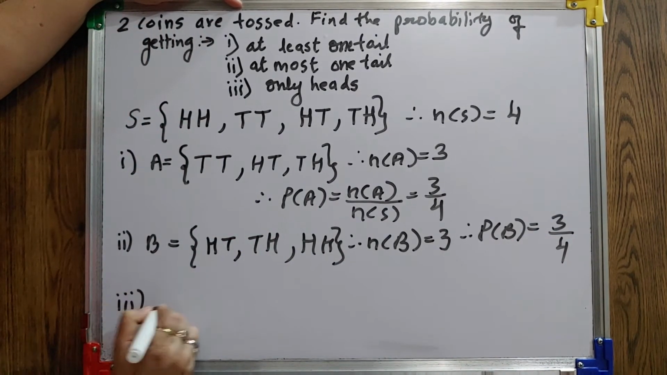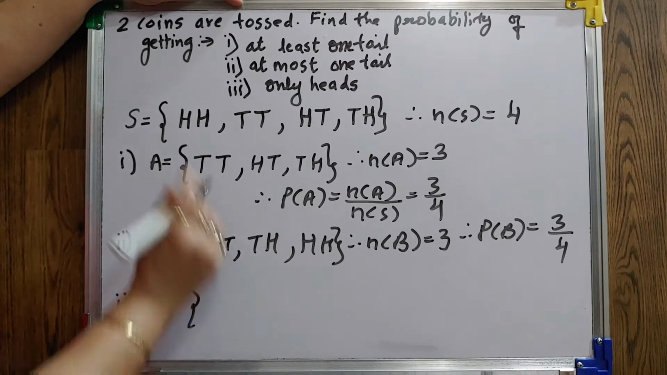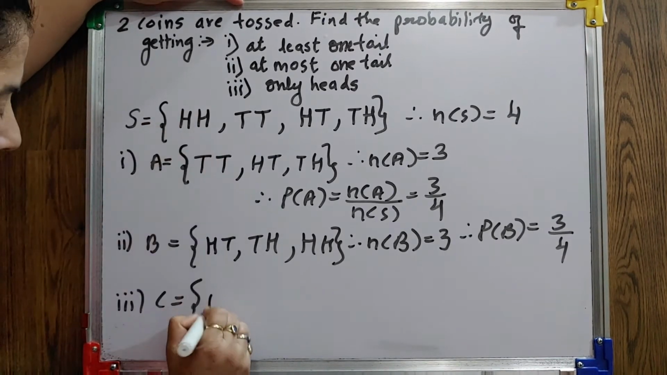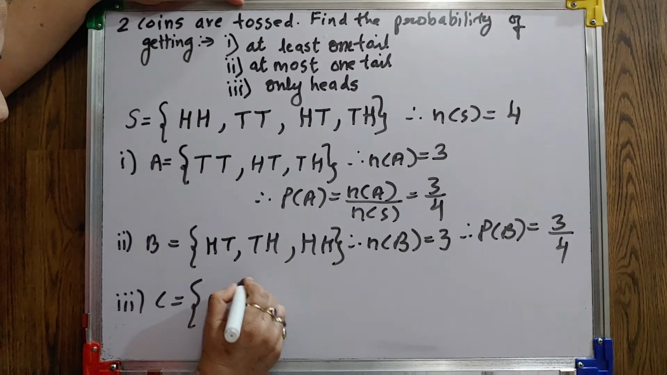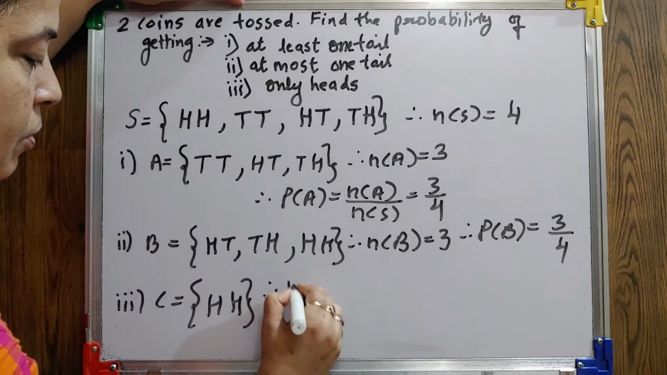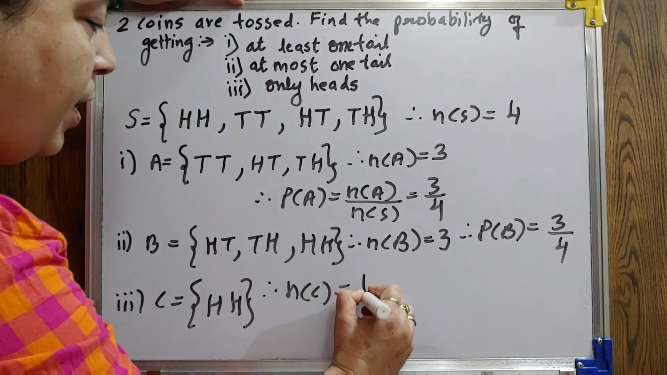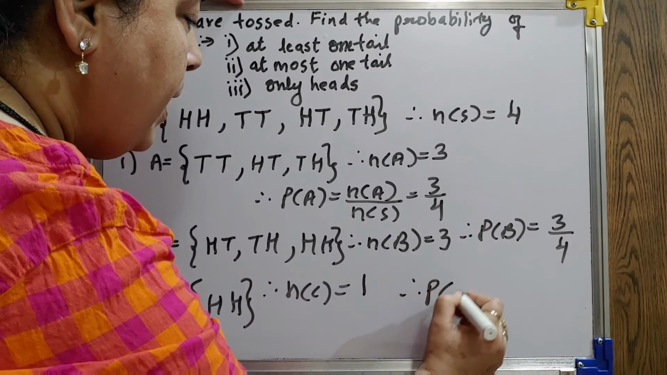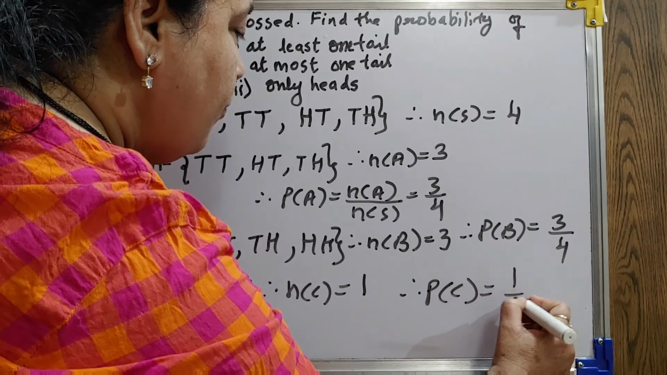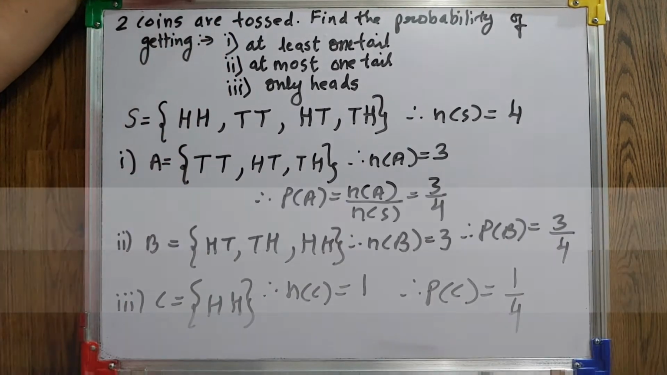Now in the third part, only head. Only one element has only head, no tail. Only head. So my N of C is 1. Therefore, my probability of C is 1 by 4.